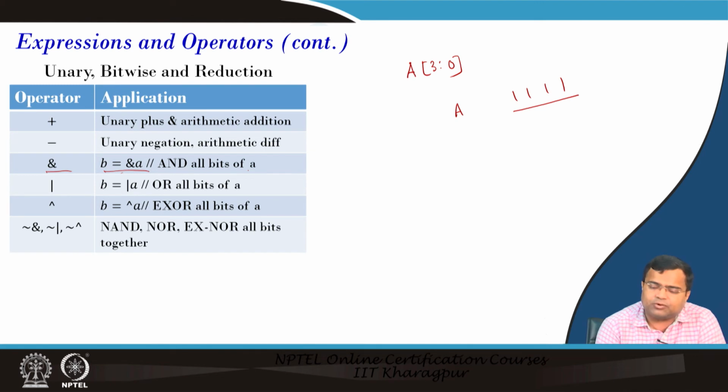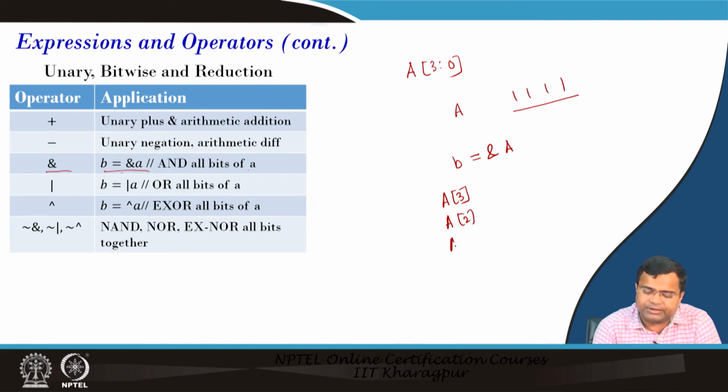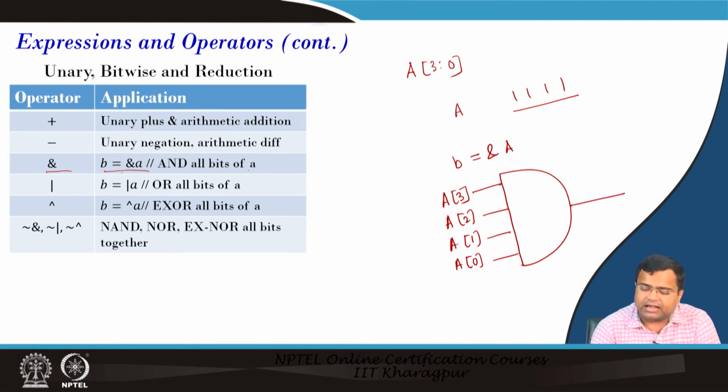So this bitwise operation, what does it do? B equal to, if you write AND of A, that means all bits of A, what will it do? It will take A3, which is the MSB, A2, the next bit, A1 and A0, and do an AND operation across all of these, and this is your B. So it is a bitwise AND.